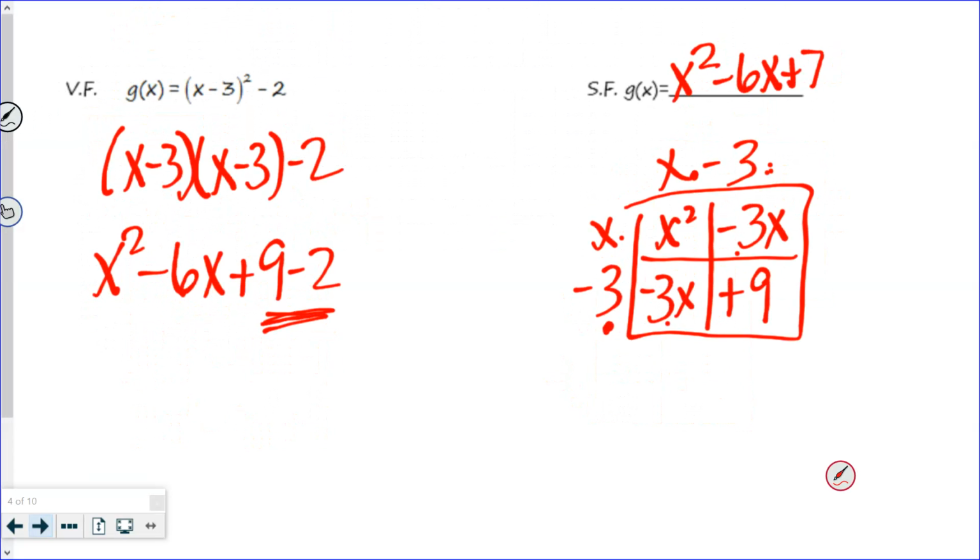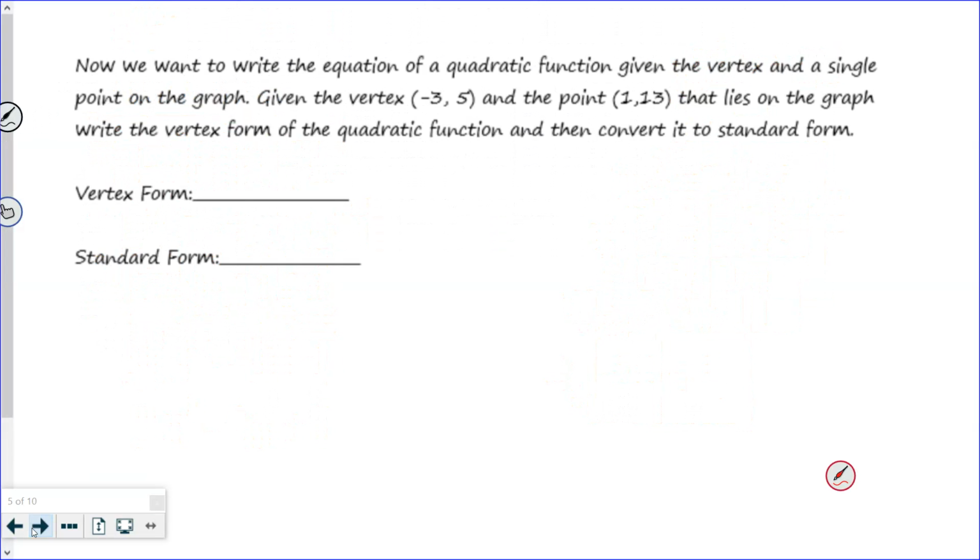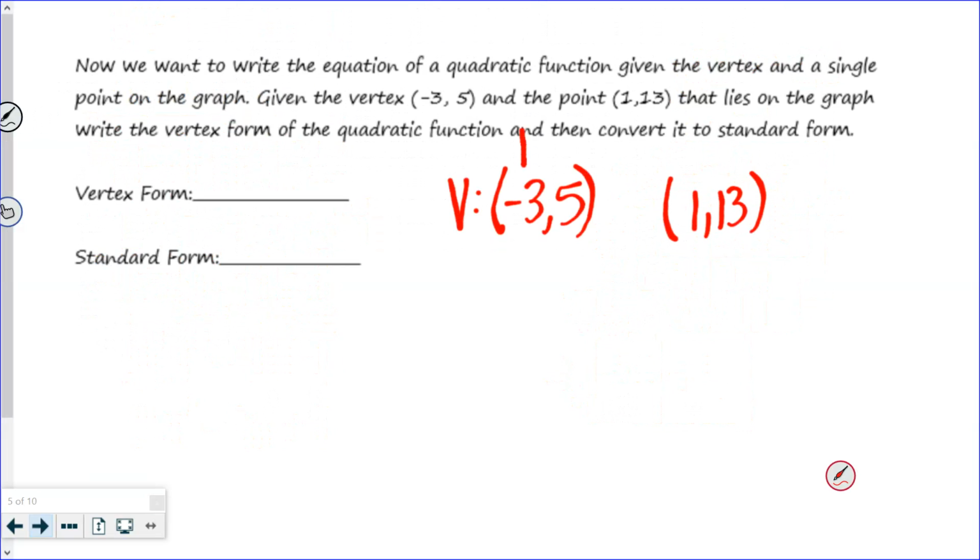All right, so that's the new stuff that you're learning today. We're going to combine that with what we did yesterday and do this next problem. We're going to start off doing the problem that we did yesterday, and then once we have the vertex form, we're going to put it into standard form. So here's my vertex, negative 3, 5. The other point on the parabola is 1, 13. Remember, your vertex is your h and your k, and your other point is x and y.